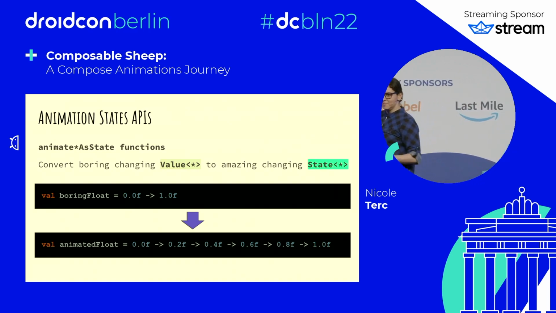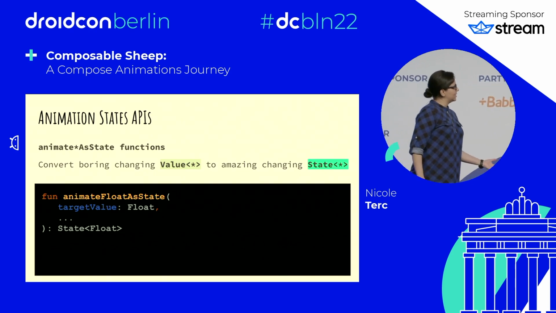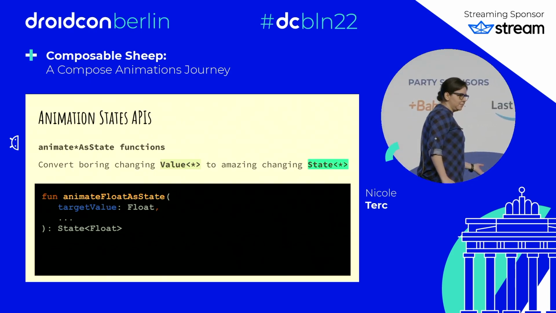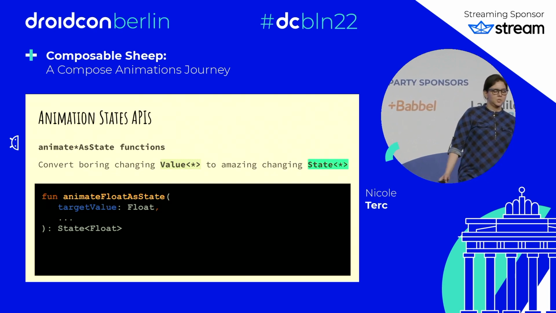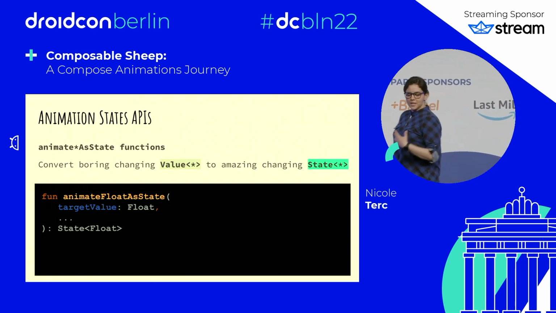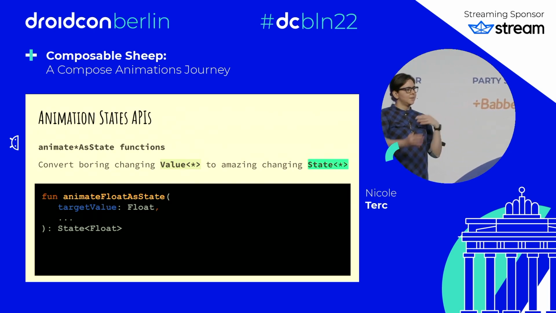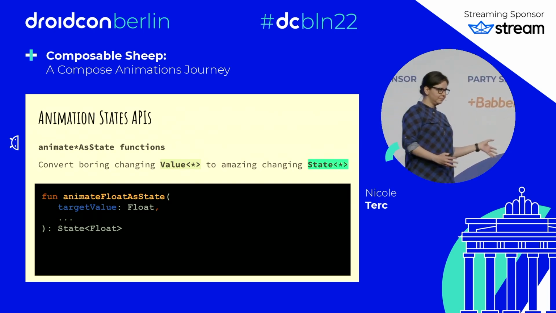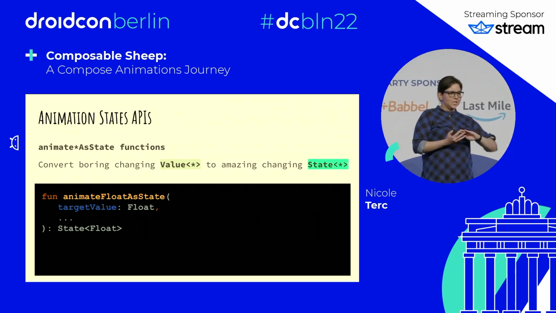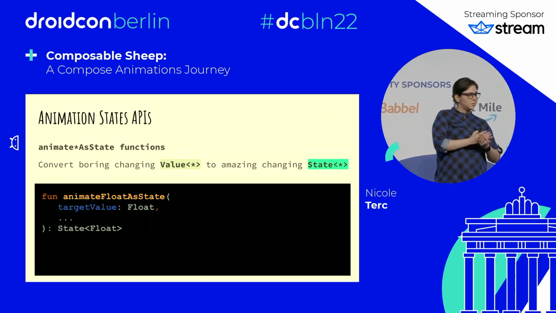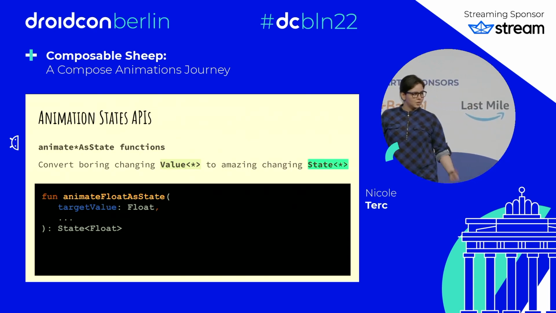But how do these magical functions look like? Well, they look like this. There are several of them. This is just the animated float state example, but all of them follow the same structure. They're going to be receiving a target value, and what they're going to do internally is they're basically going to grab this value inside a state. So whenever this target value changes, this state, instead of triggering right away the target value, is going to sequence that change and emit each of these steps of the sequence for the consumers.